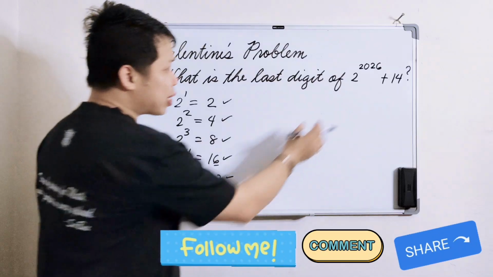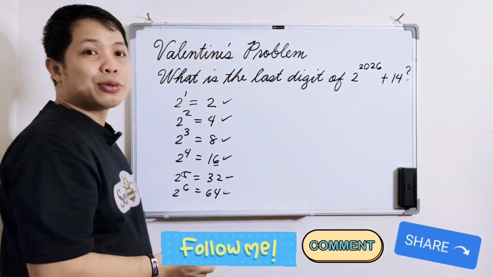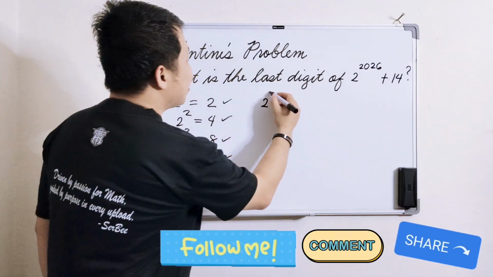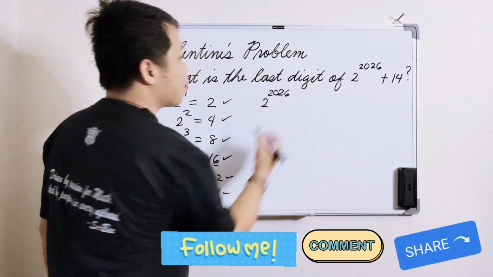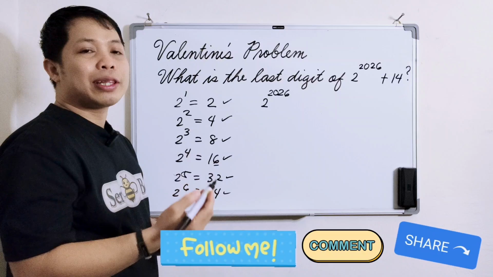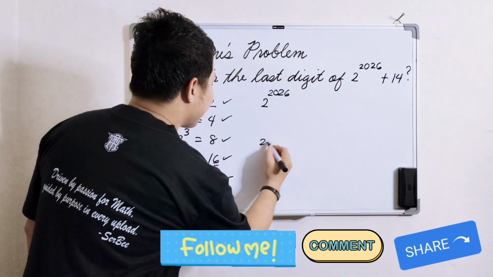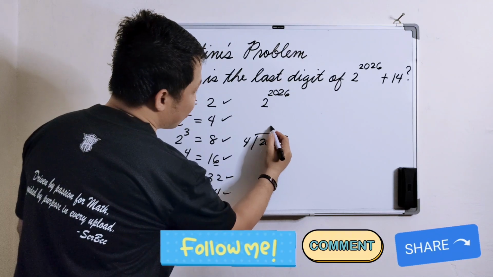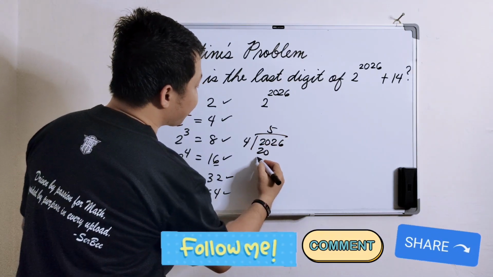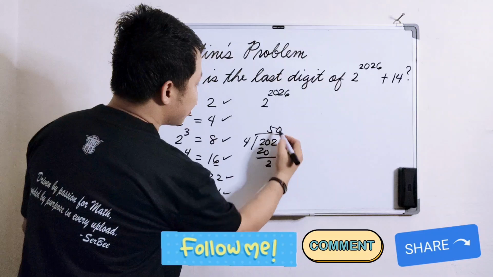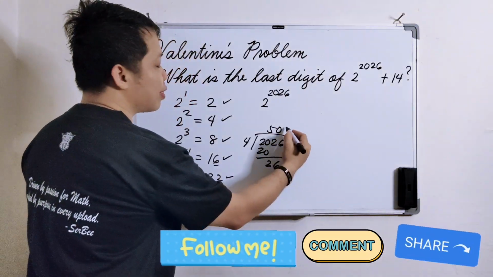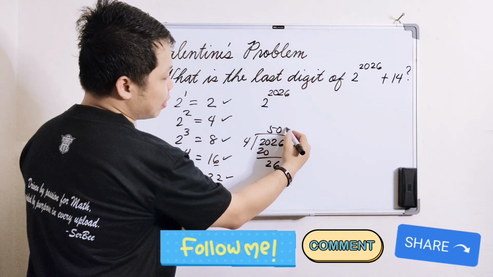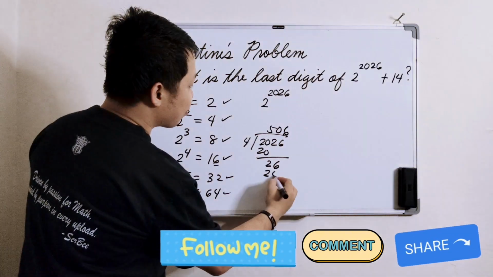Now, what is the last digit of 2 raised to 2026? Ngayon, since cycle of 4 ang powers of 2, di-divide natin yung 2026 sa 4. So, 2026 divided by 4. Now, this is what? 5, 20. So, this is 2. So, this is 0. And the 6. So, this is 5, 26. So, 24. So, 2.